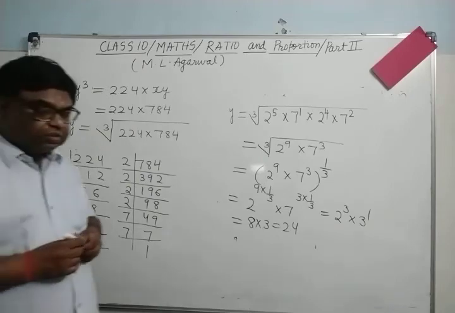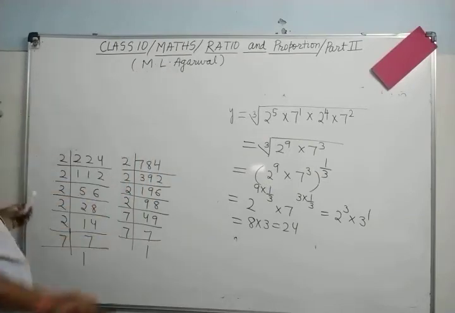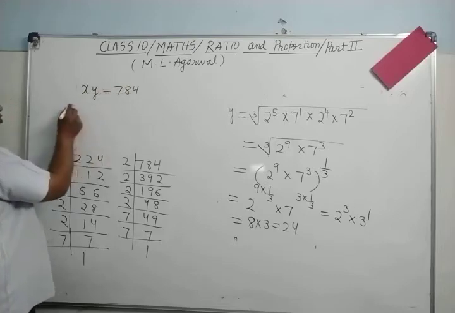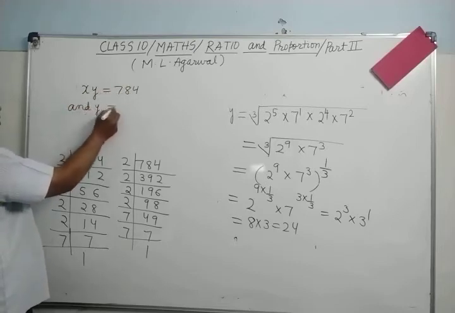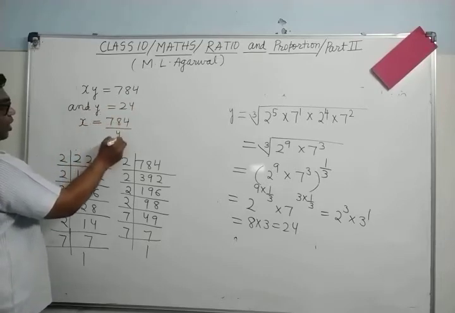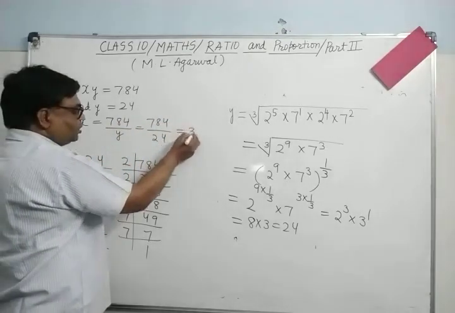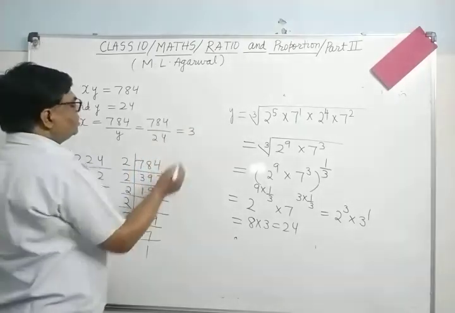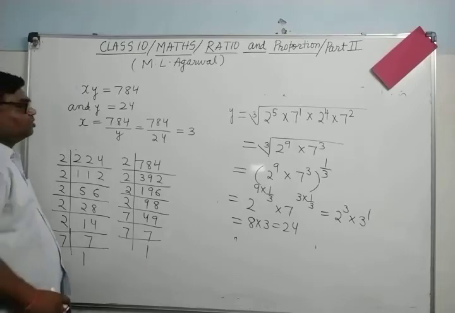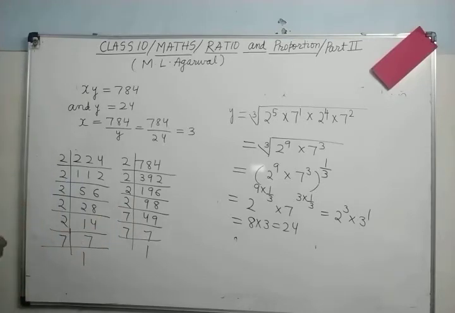Now as you know, xy equals 784 and y equals 24. So what is x? 784 upon y, that is 784 upon 24. 24 threes are 72, and then 6. So here there may be some error perhaps.